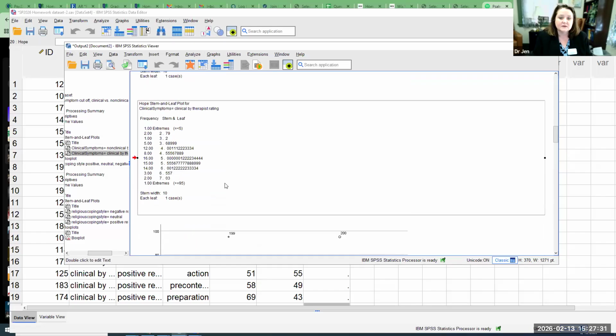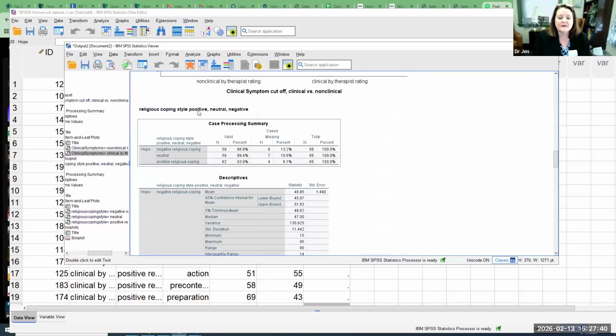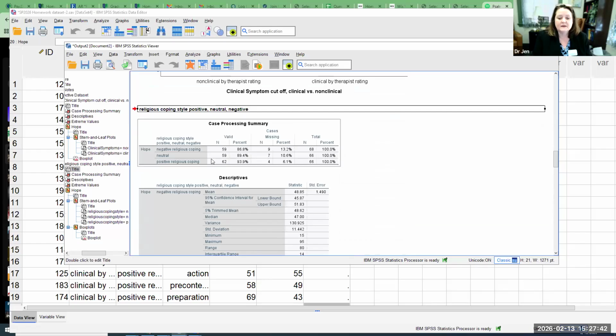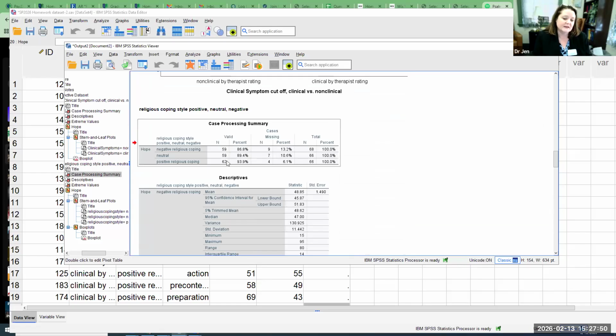Now we're only looking at 1 IV with 1 DV here. So I'm going to go ahead and also look at the second IV. Scrolling on down, now we have religious coping with hope, right? That has 3 groups. And for this, we've got missing data in all 3 of the groups. It's 59, 59, 62 where we have both the coping information and the hope score. We have these 9, 7, and 4 who are missing the hope score. And that's what it looks like to begin with before missing data.